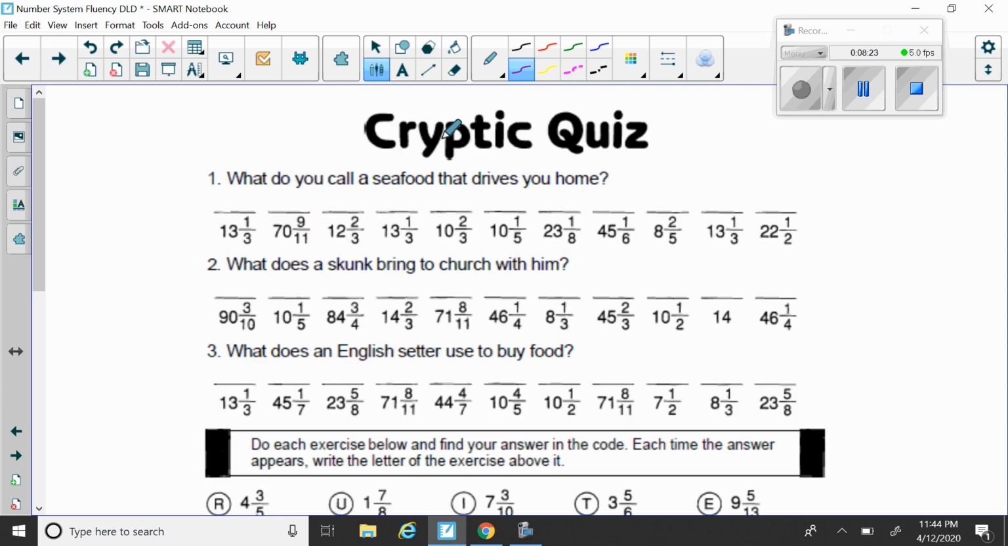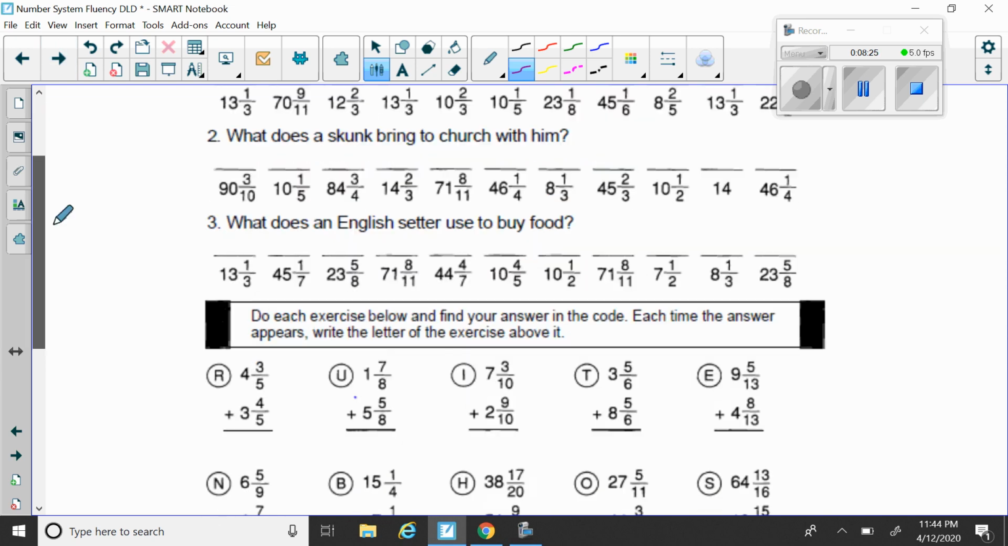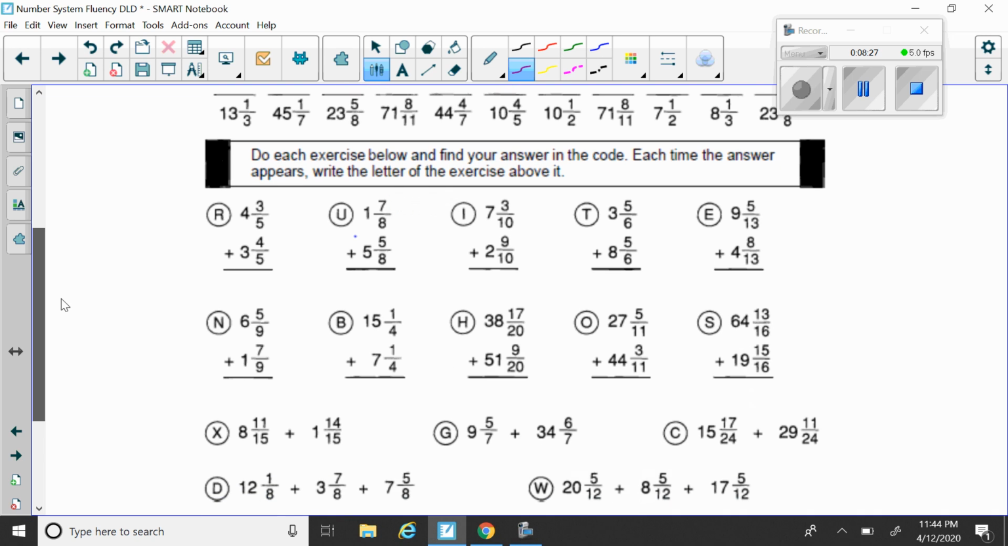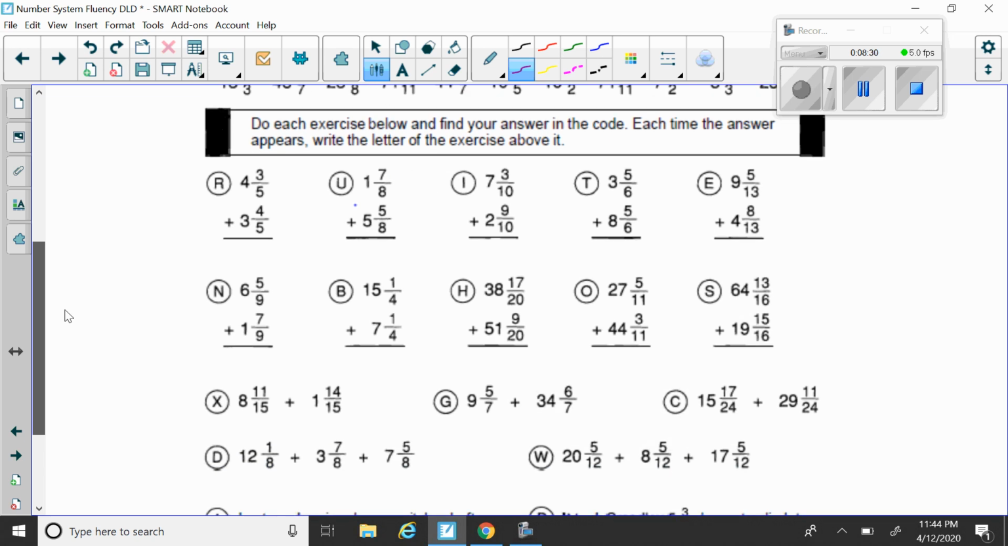All right, let's do an addition example, and then we are good to go. Let's go ahead and do this first one. We have 4 and 3/5 plus 3 and 4/5. So common denominator, woohoo, we're good to go. 3 plus 4 is 7. And we keep that denominator of 5. 4 plus 3 is also 7. So we have 7 and 7/5.